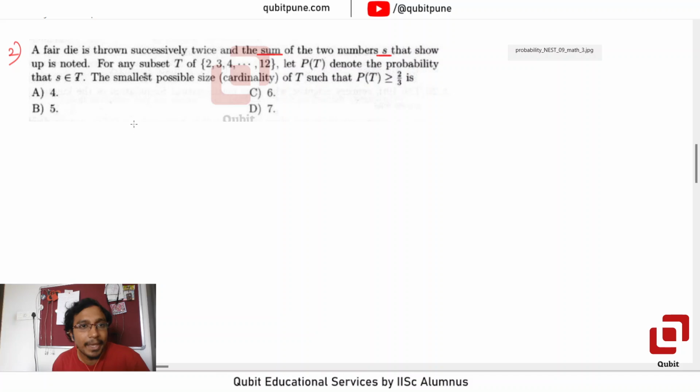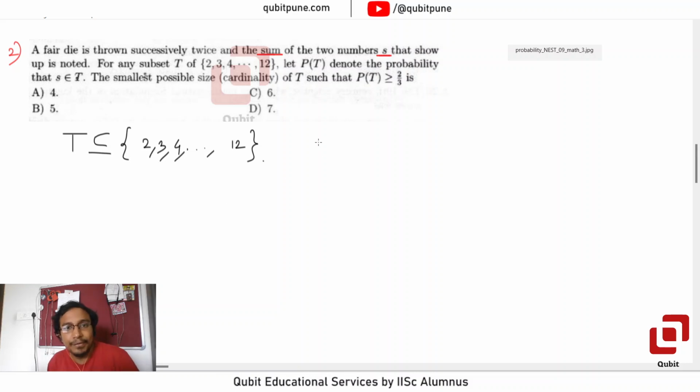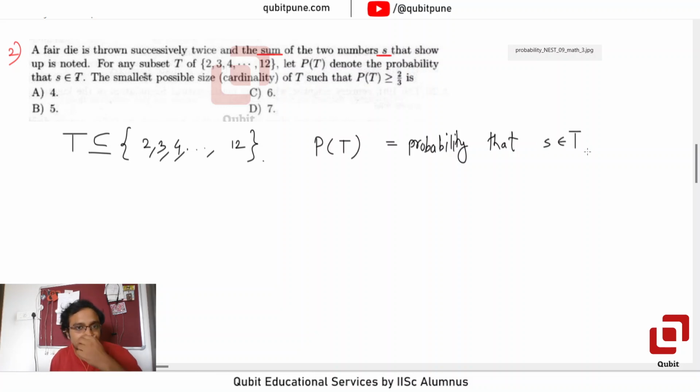Now, what is T? T is a subset of this. Let P of T denote the probability that S belongs to T. Okay, P of T denotes the probability that S belongs to T. Okay, the smallest possible size of T such that P of T is always greater than or equal to 2 by 3 is 4, 5, 6, 7.